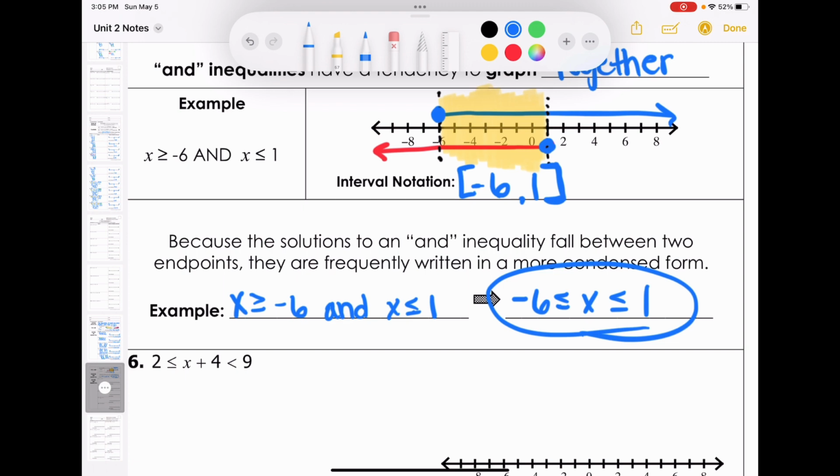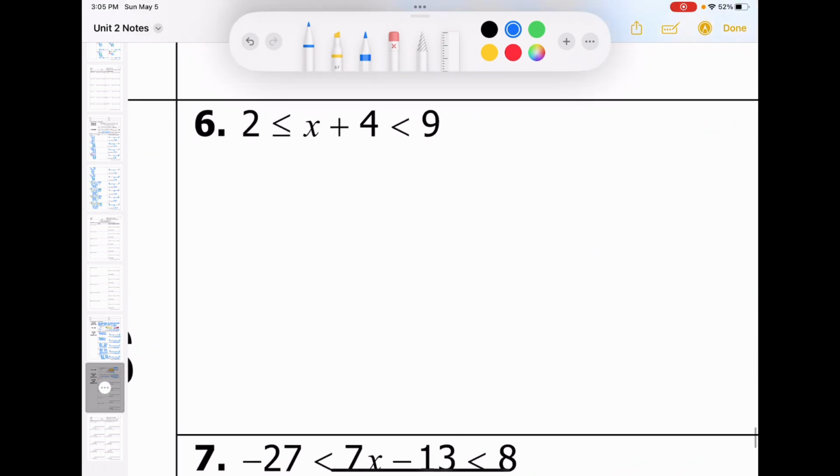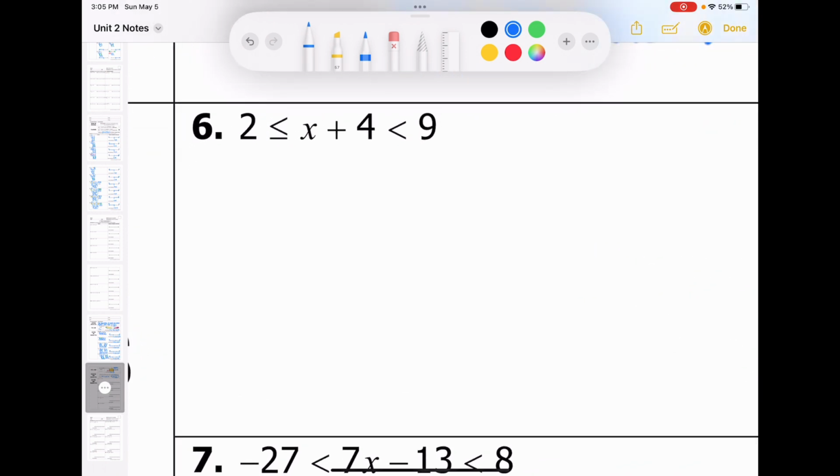All right, so let's look at some examples. They're going to look a little bit different now, but we're still going to solve them the same way. So we have 2 is less than or equal to x plus 4 is less than 9. Just like when we solve a normal equation, what we do to one side, we have to do to the other side. Well, now we have two different other sides that we have to add or subtract or multiply or divide things to. But it's the same process as solving an equation.